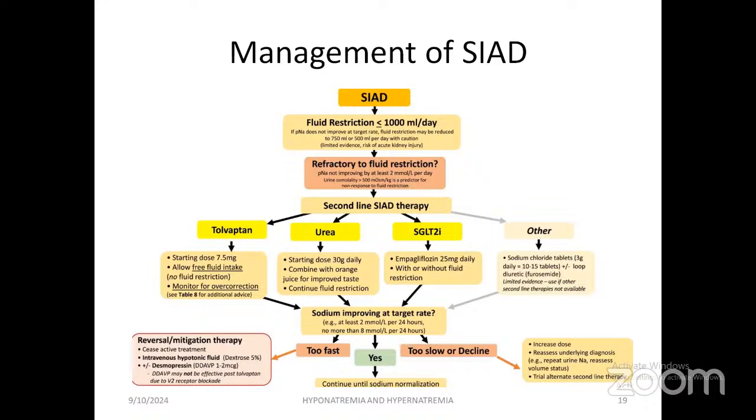Tolvaptan, the starting dose is 7.5 mg, and here we have to allow free fluid intake. That is, there is no fluid restriction, but we have to monitor for overcorrection. When we start giving urea, the starting dose is 30 grams daily, and it has to be combined with orange juice for improving the taste. And fluid restriction has to be continued.